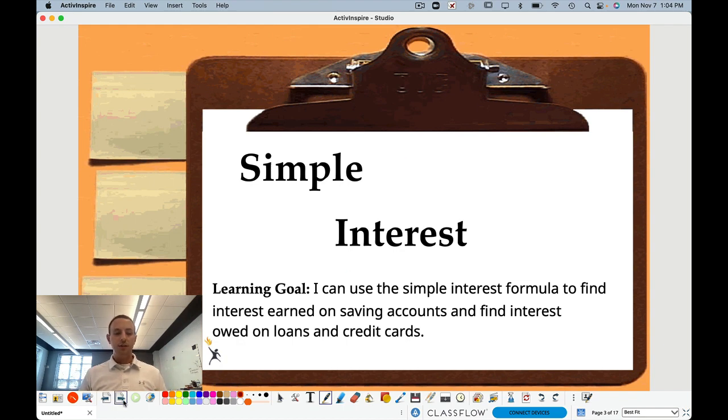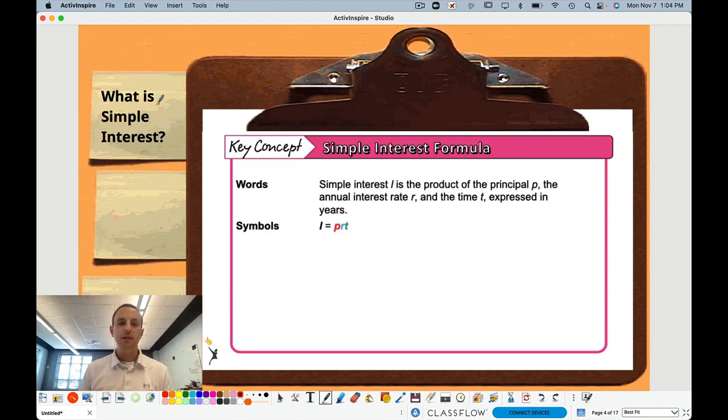And to use that, here's the equation we use. And this is exactly what simple interest is. It's a product of the principal, the annual interest rate, and the time expressed in years. So we always do our time expressed in years. This is a key to the point. So I want you guys to take a second and highlight that in your notes. It's always expressed in years.